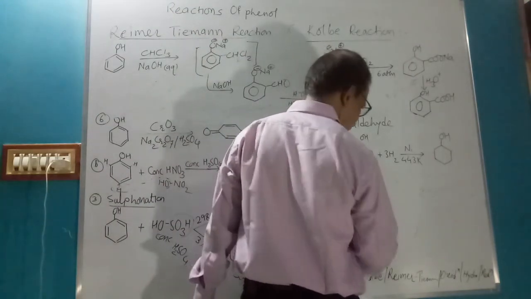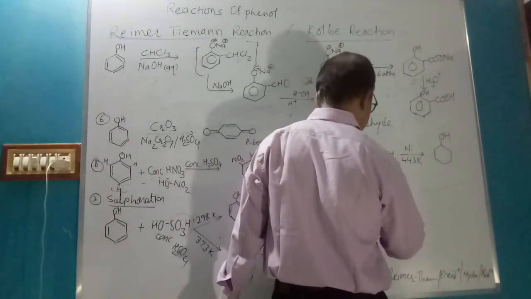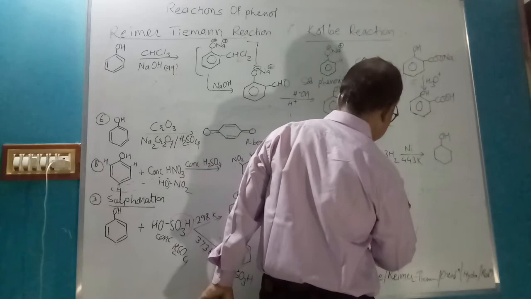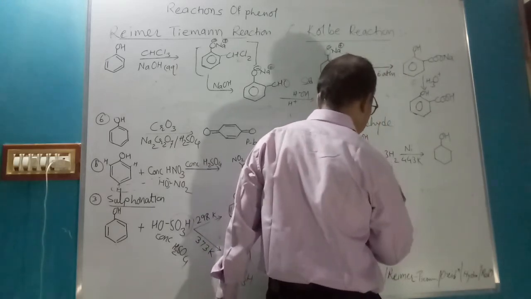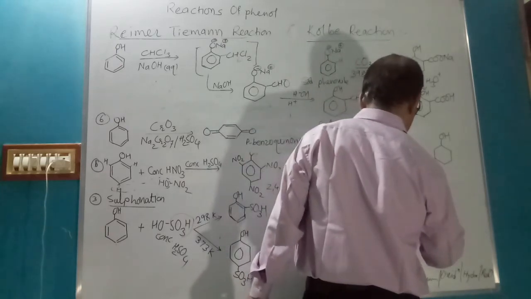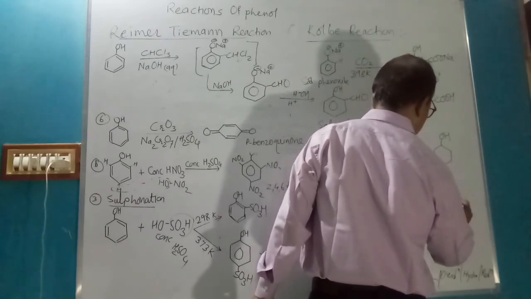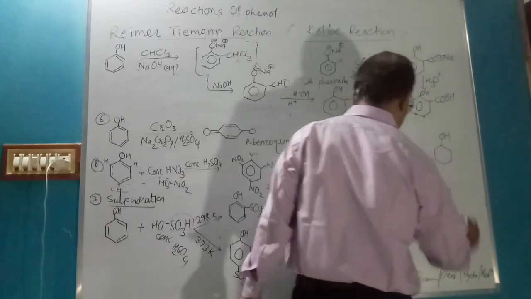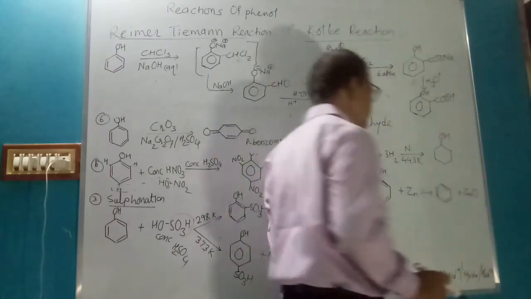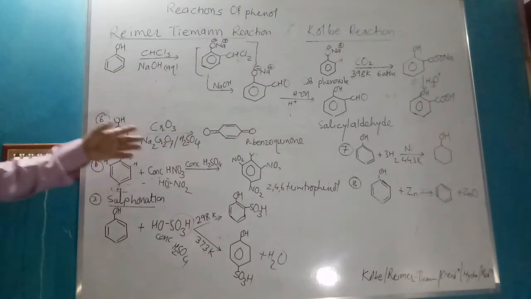And then the last reaction, the 8th reaction, that is reduction. When phenol is heated with zinc dust, it gives benzene. This is phenol heated with zinc dust. The product is benzene, that is reduction of phenol into benzene, plus ZnO, zinc oxide. This reaction is also in 11th. So this is reduction of phenol. So these are the reactions of phenol.